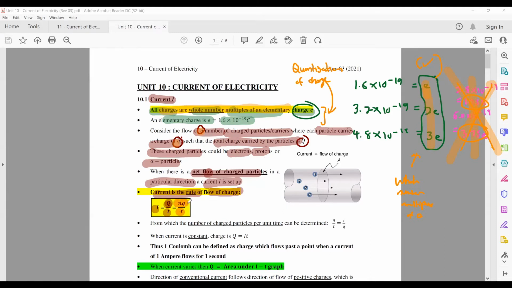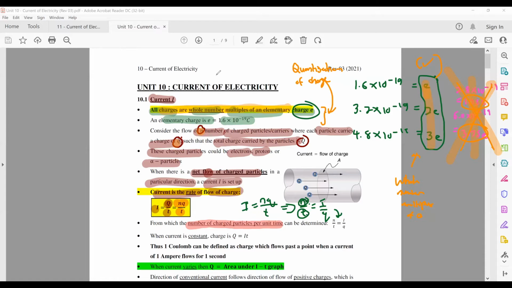Now it's from this expression that you will be able to find the number of charged particles per unit time that is flowing. So you look at I equals nq over t. You rearrange it, you get n over t equals I over q. This will give you the number of charged particles per second, because n is the number of charged particles and t is time. So this is the number of charged particles per unit time.